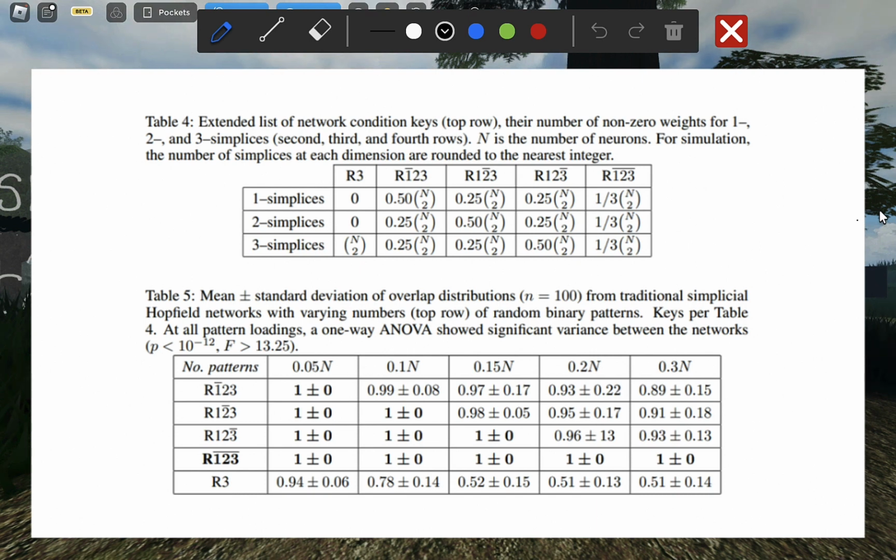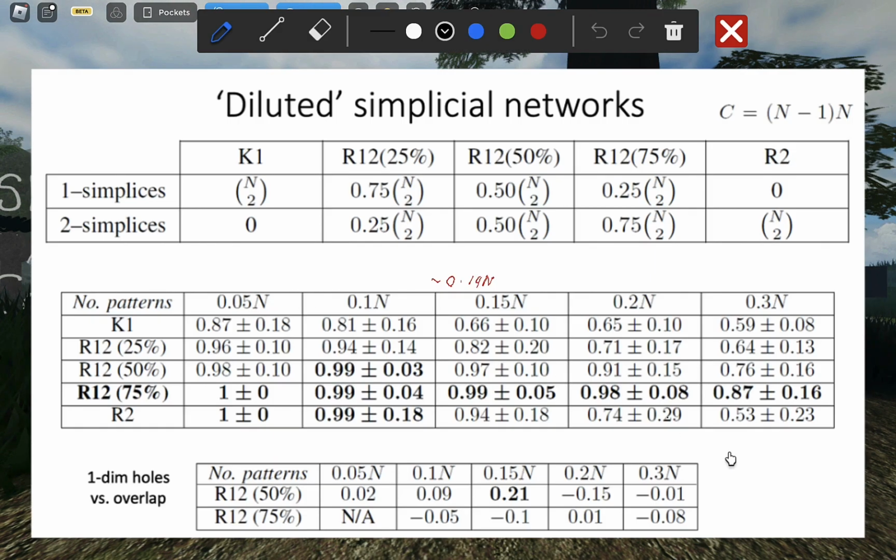Sorry, can I just check? I'm looking at table 5 now, or am I still on the first slide? Sorry, on the first slide, on the left. Okay, sure, yeah.